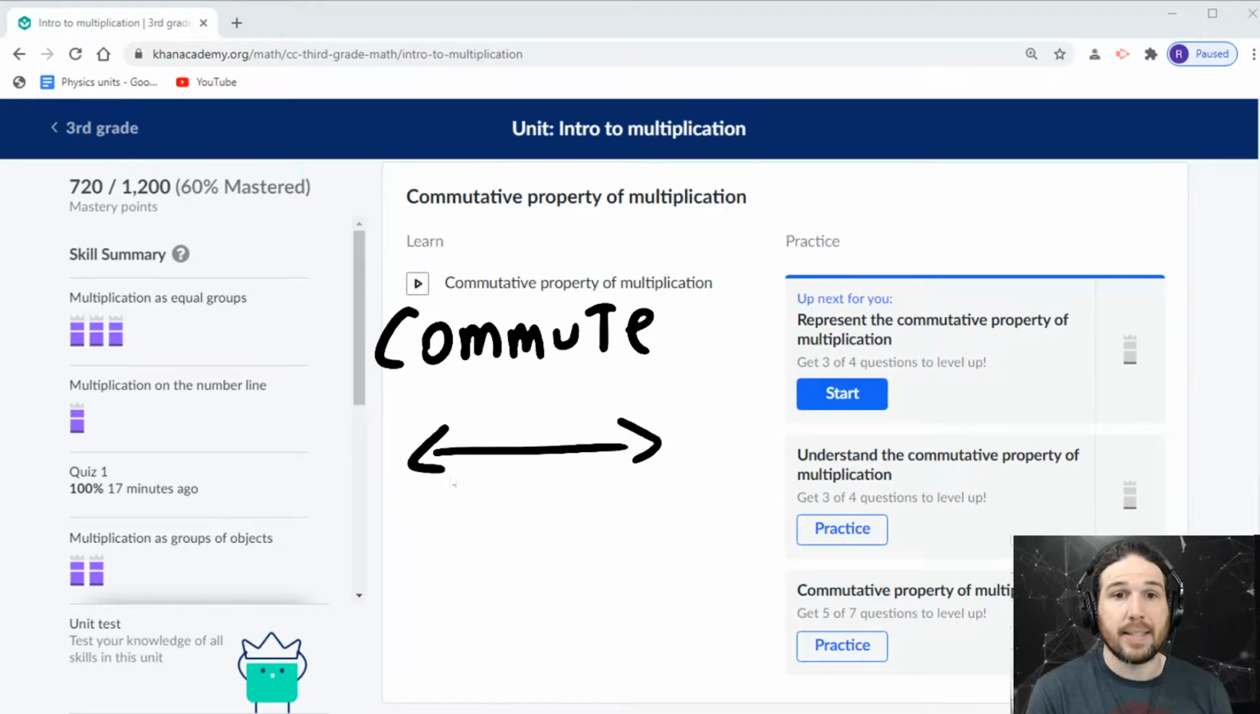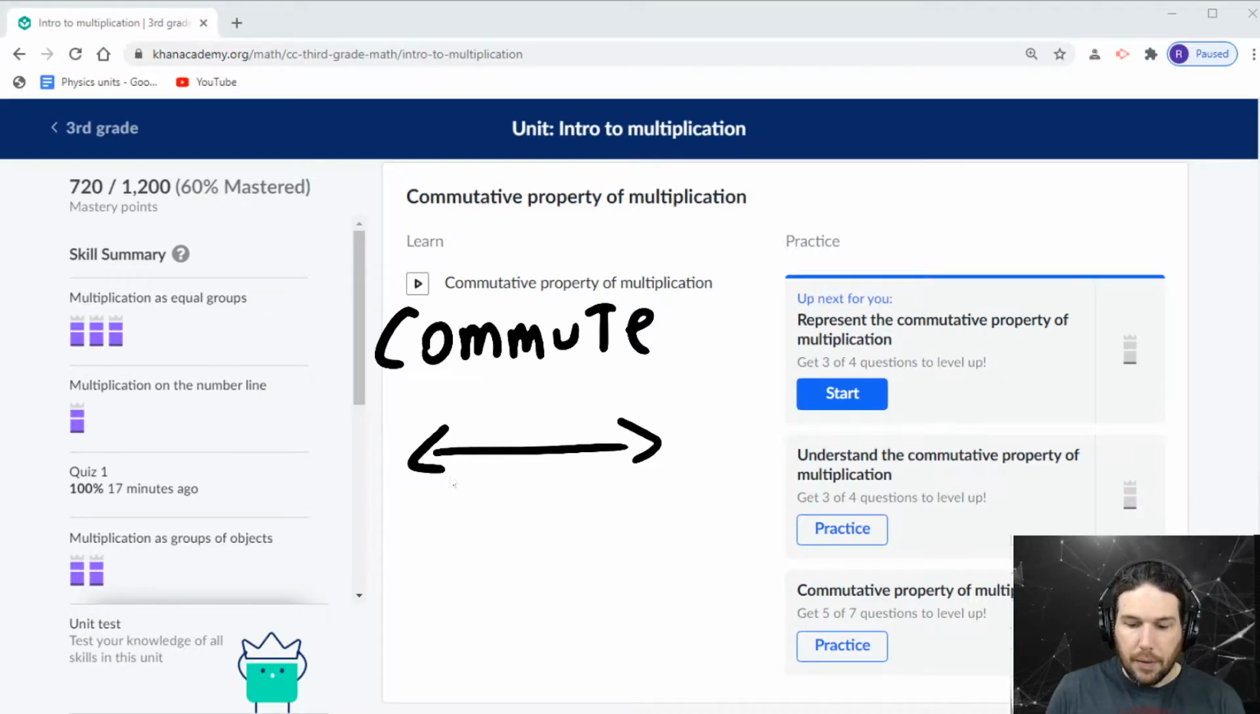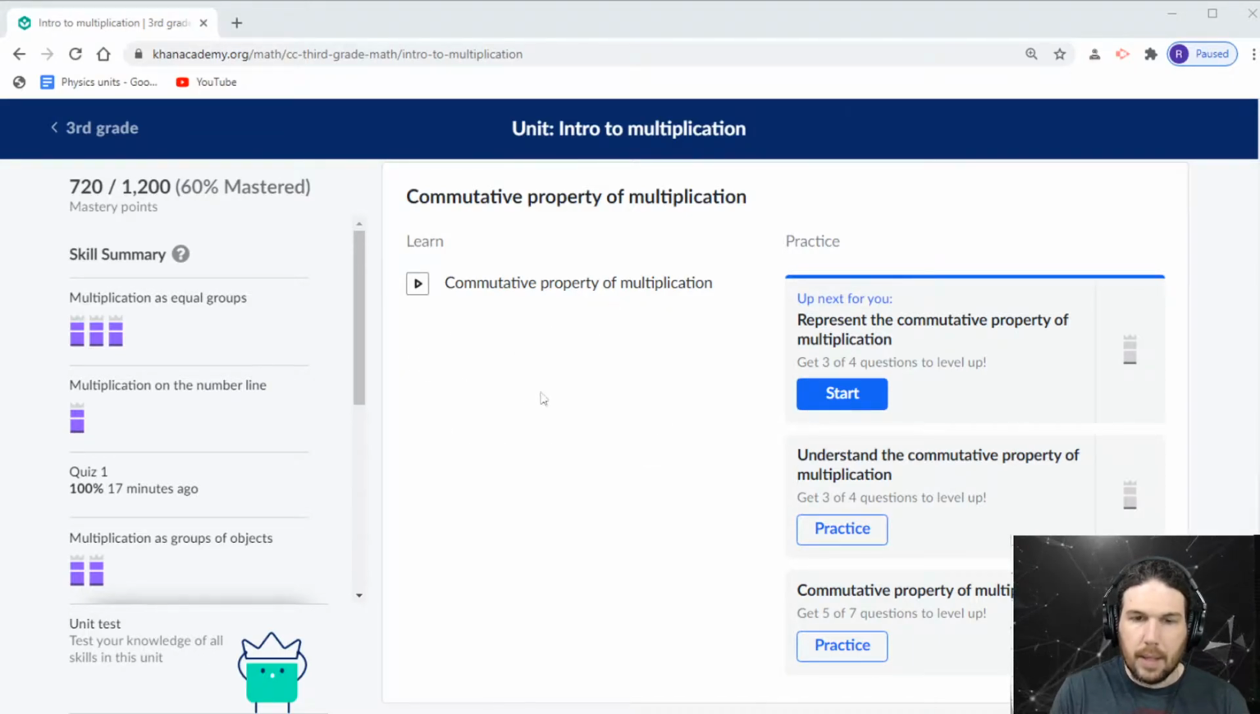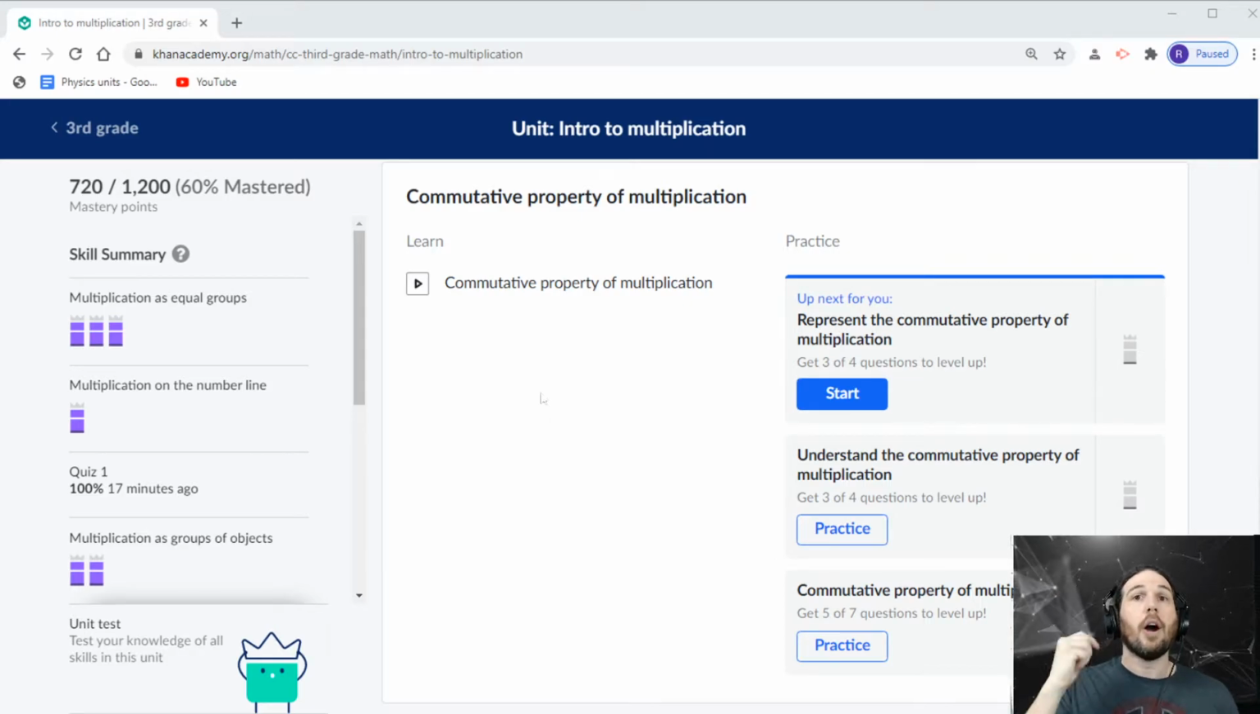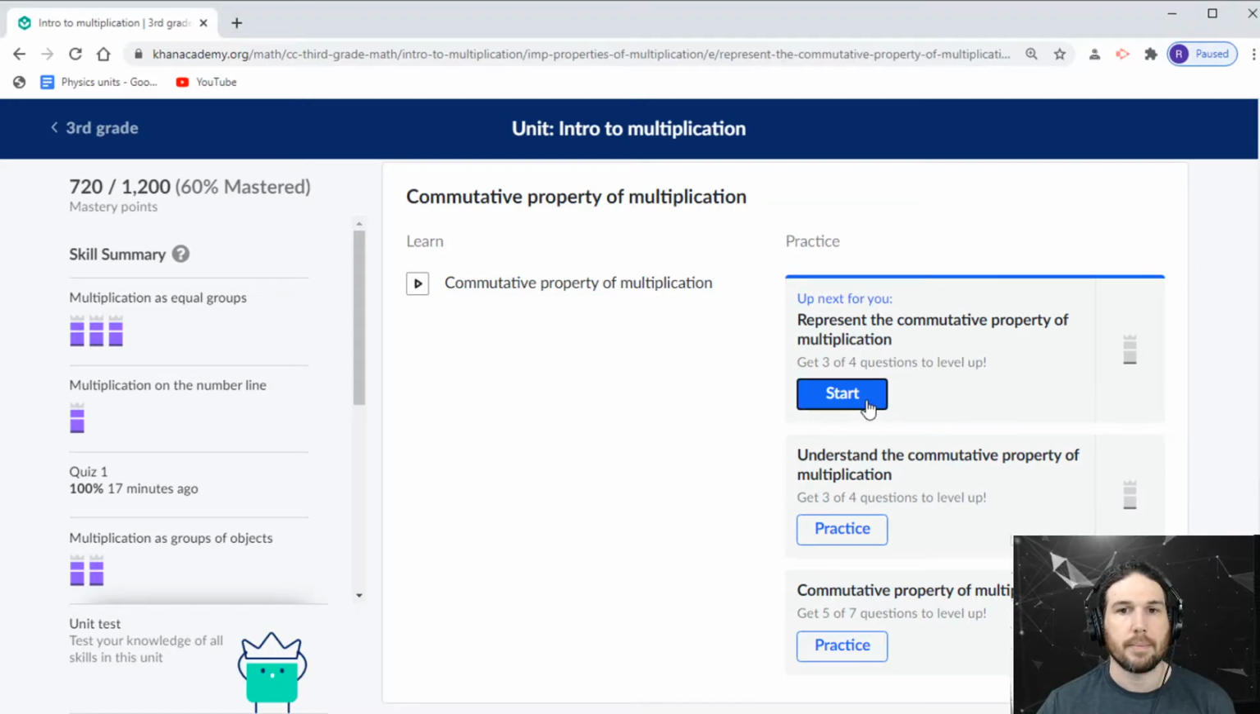That's what commute means. When we say that we commute to work, it means that we are going there and then we are coming back. If you just go to work and stay there, it's not a commute, it's a trip. So the thing about multiplication is that it is commutative. It can go in either direction. 3 times 2 and 2 times 3 are the same thing. So that's what we're going to talk about in this unit.